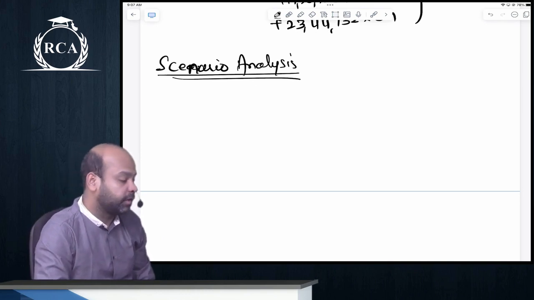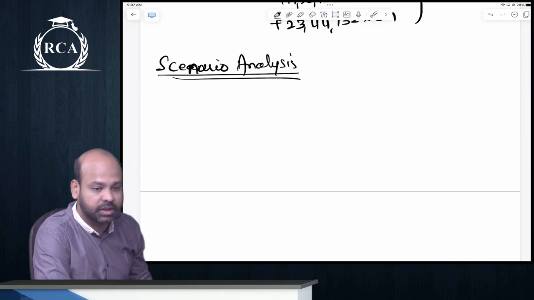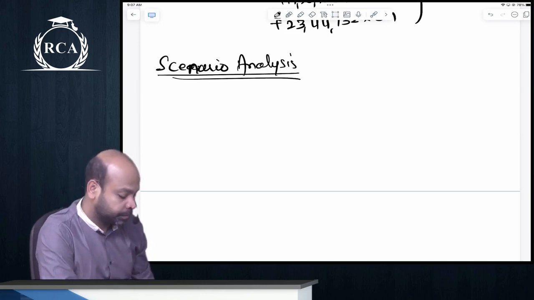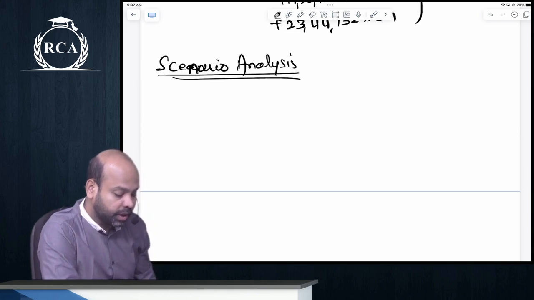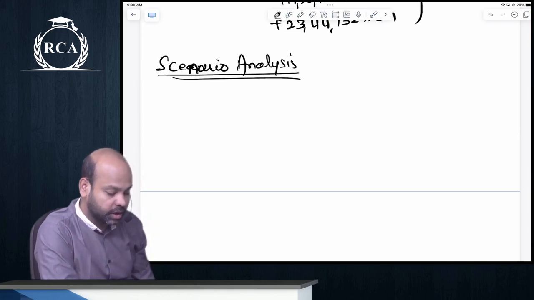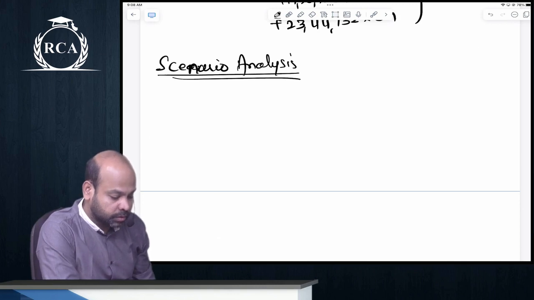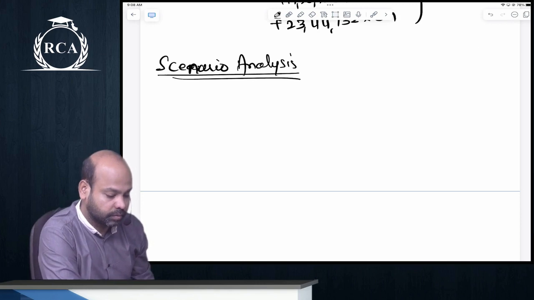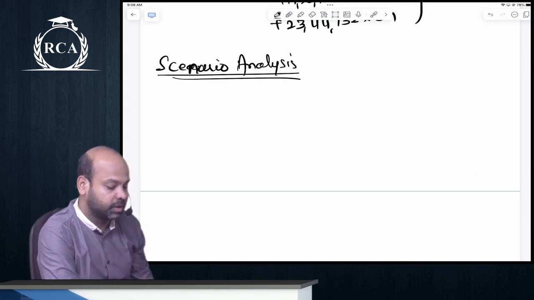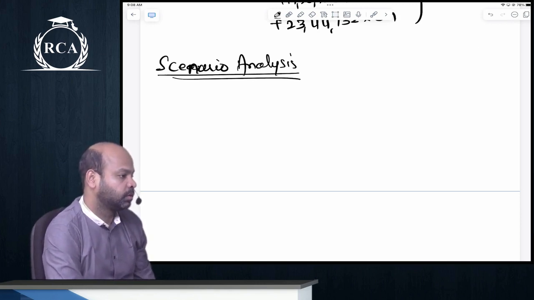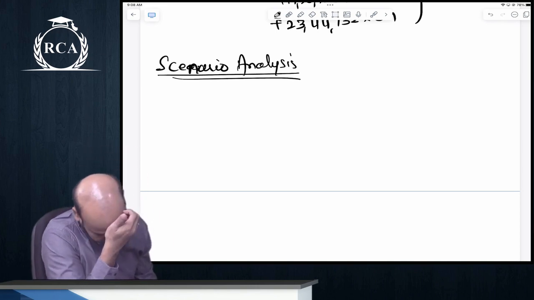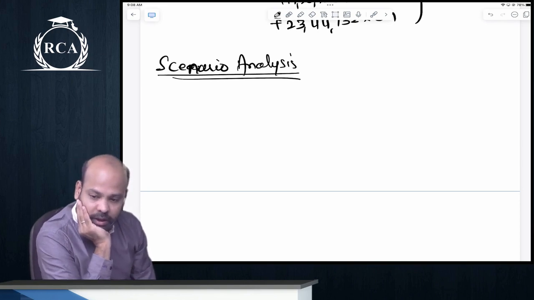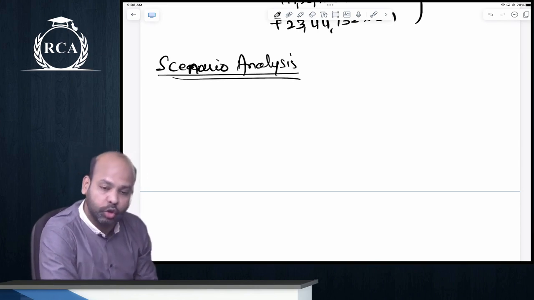Next, worst case scenario, where all adverse changes are considered. In brackets: low selling price, high variable cost, low sales volume.